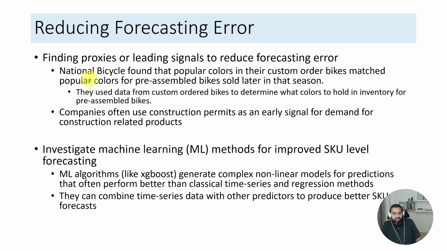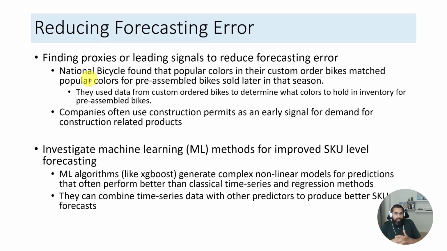Now you can get early signals like construction permits if your products relate to construction or homes or buildings, right? So if you can find an early signal, a leading signal, or you can find a product which is correlated with a product you're going to sell next season, and you can use this product's data to forecast the other product more accurately, these sorts of strategies can help you reduce forecast error.